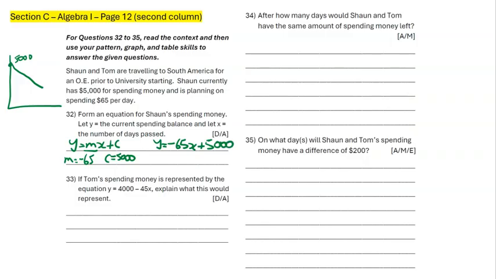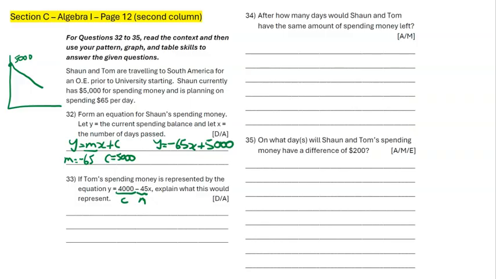So if Tom's spending money is represented by the equation 4,000 minus 45x, explain what this would represent. This one looks a little bit different, but we can see negative 45 is attached to the x, so that's got to be my gradient, and that is my constant. It can be switched around like this, so it's all good that it's the other way around. So the $4,000 tells us Tom's total spending money budget, and the gradient of negative 45 tells us he's spending $45 a day.